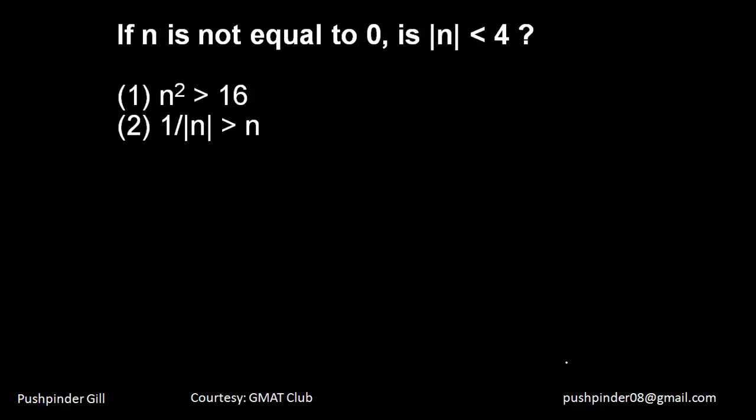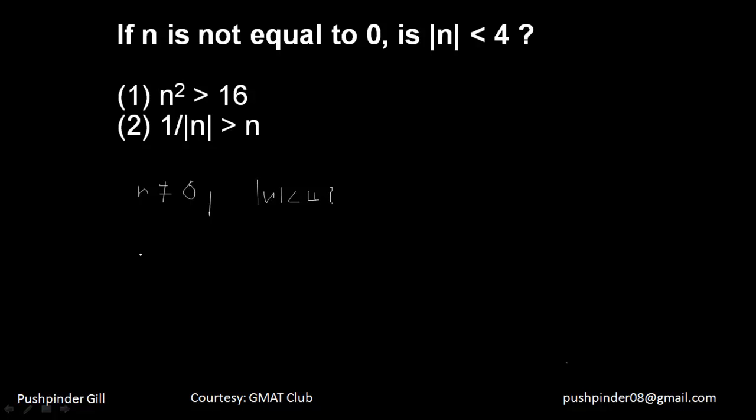Okay, now it says that if n is not equal to 0, is modulus of n less than 4? What is he asking me? He's saying n is not equal to 0. It's very important to write all the information in mathematical form. n is not equal to 0, and he's asking me, is modulus of n less than 4?